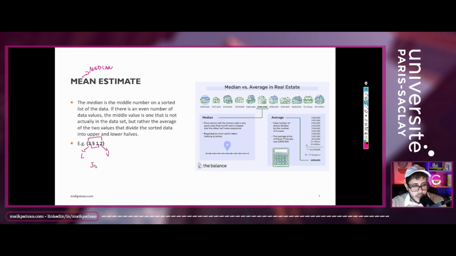So we will have 5 plus 1 divided by 2. It would be equal to 3. So we would find that 3 is the median for this example.